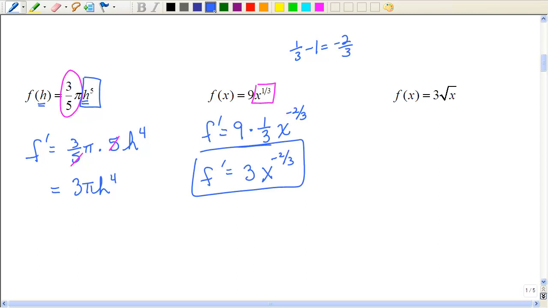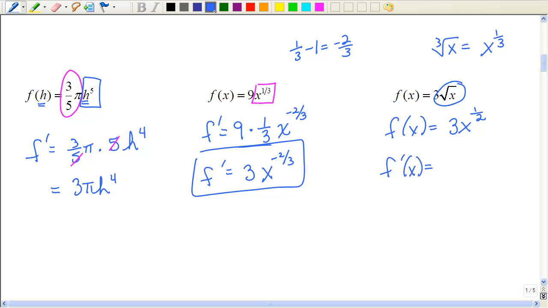Now you're going to see square roots and cube roots and things like that, and automatically you have to remember that the square root is the same as the 1/2 power. If you see the cube root, that is the same as the 1/3 power. So once you've changed those radicals or square roots into exponents, then proceed with the power rule. So again, I leave my 3 and I'm going to find the derivative of x to the half.